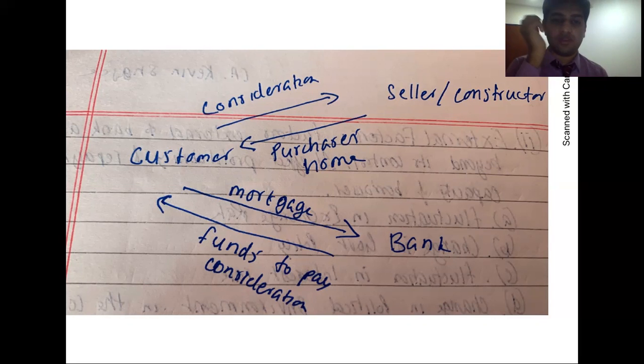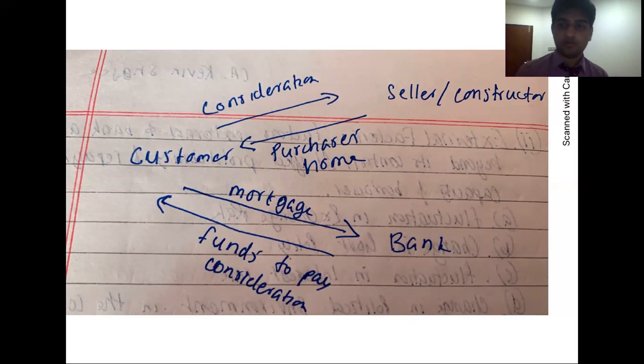The customer will have to purchase a home from, say, a seller. In that situation, he has to pay money. He doesn't have money, so he will approach a bank. The bank will not give money without any collateral. So he will take the same house that is proposed to be purchased as collateral, then get the money, and this money will be used for paying as consideration to the seller or constructor.